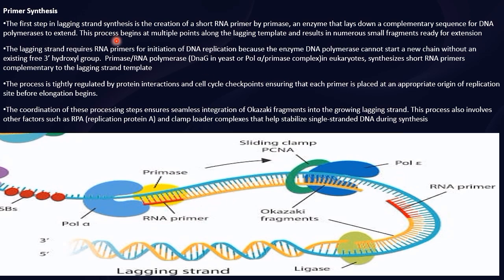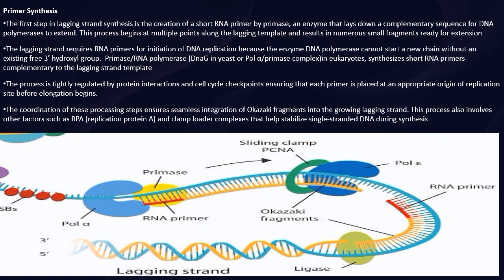And this process is tightly regulated by protein interactions like PCNA, etc. The coordination of these processing steps ensures seamless integration of Okazaki fragments into growing lagging strands. This process also involves other factors such as RPA, which is replication protein A. This is nothing but a single-stranded binding protein in eukaryotes, SSBP, which prevents the re-annealing of denatured DNA, and the clamp protein complexes that help stabilize single-stranded DNA during synthesis.